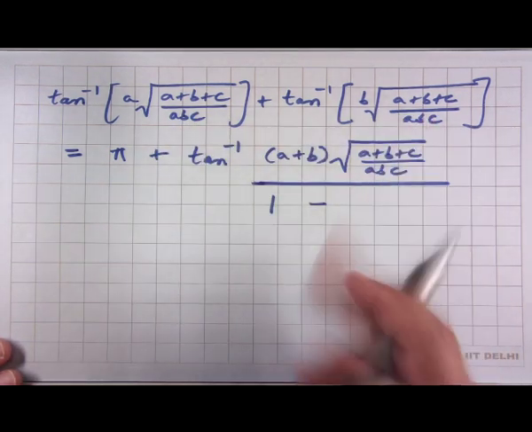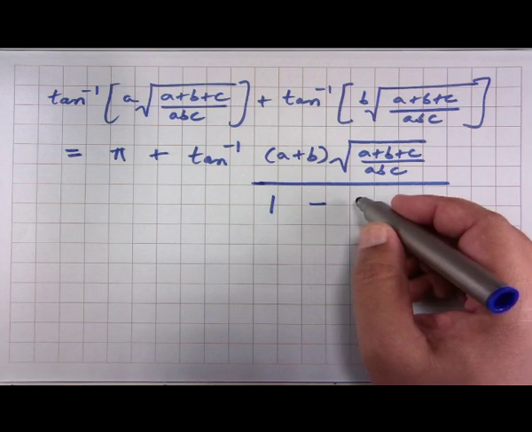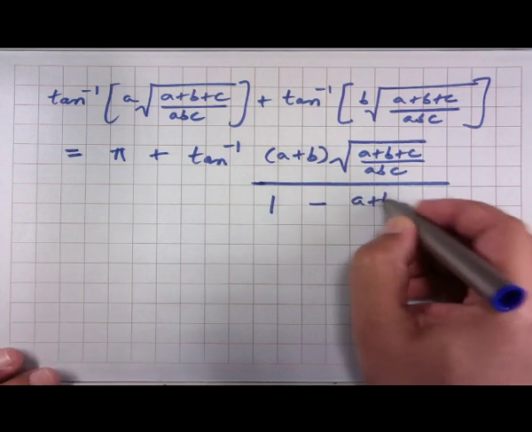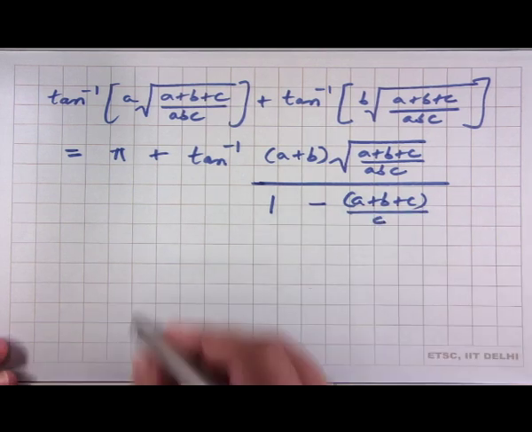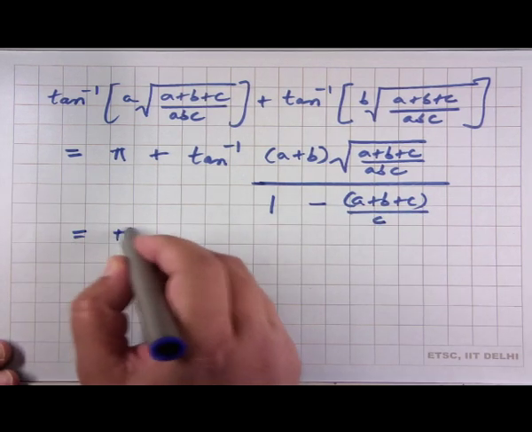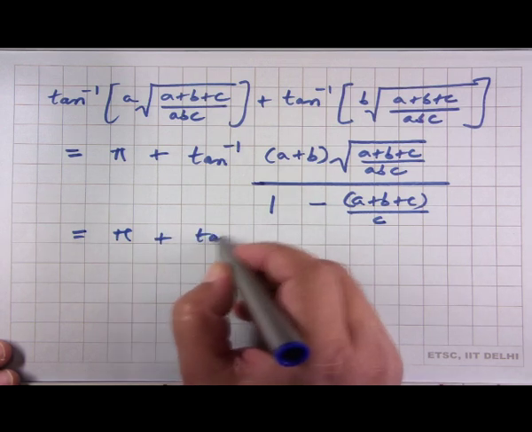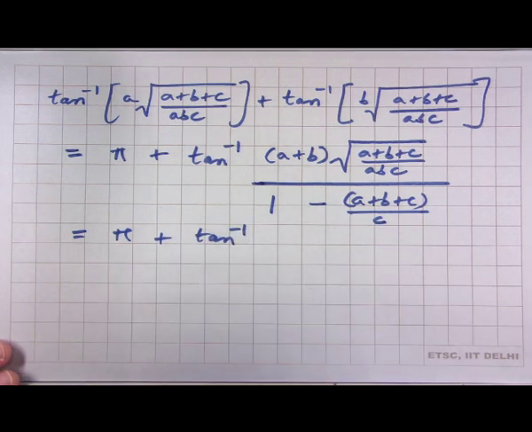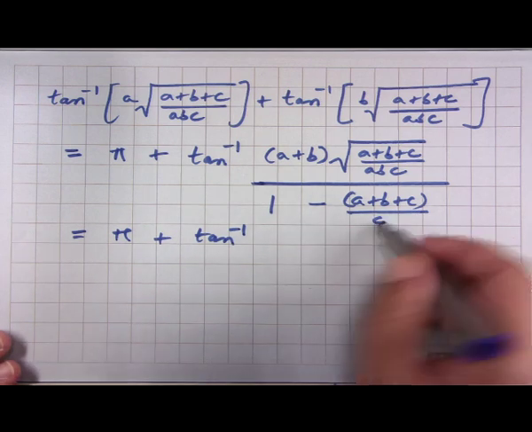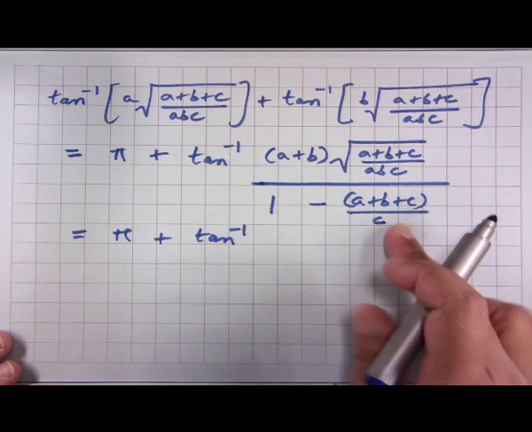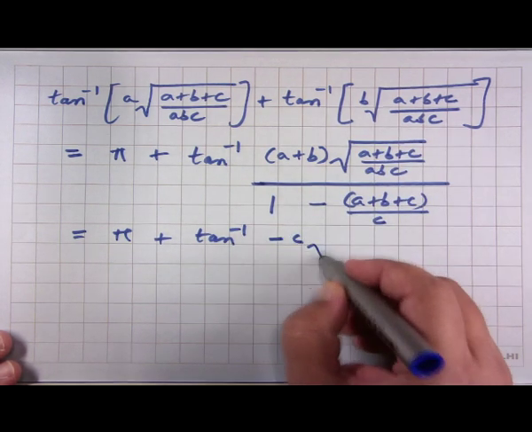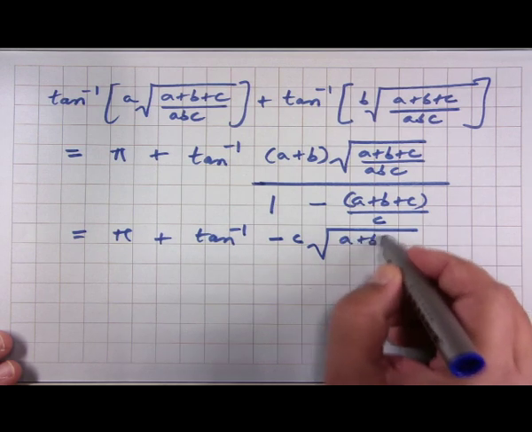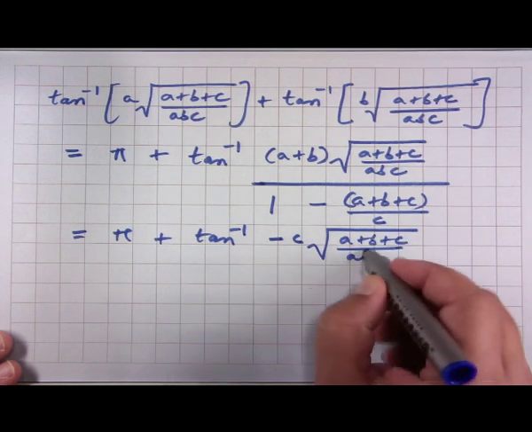X times y, we have already seen that it is equal to a plus b plus c over c, and further simplification will give us pi plus tan inverse of, so after simplification this denominator is going to become minus c into square root of a plus b plus c over abc.